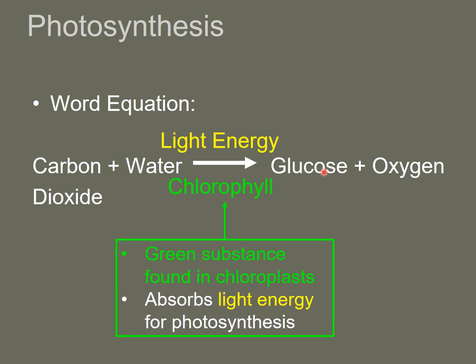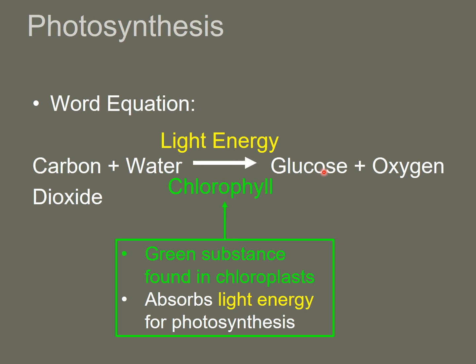So chlorophyll is coloured green because it's a green substance which we find in chloroplasts, remember. And what chlorophyll does is it absorbs that light energy which falls on the leaf, and it means that the light energy is able to drive this process of photosynthesis.